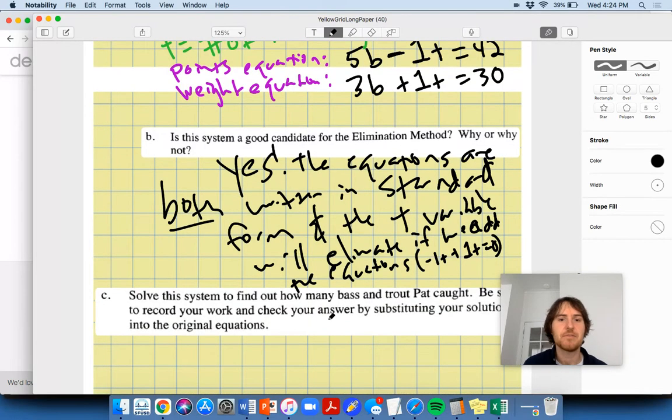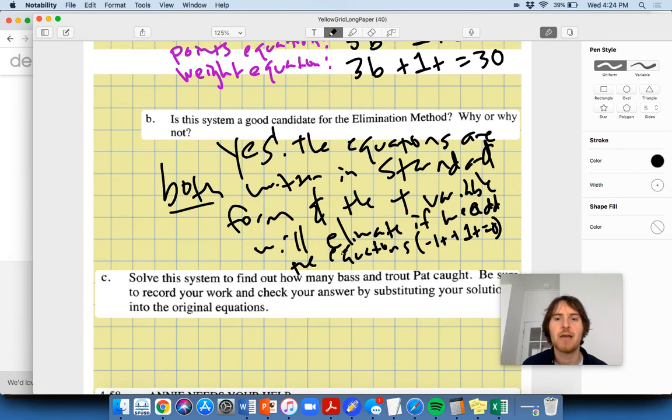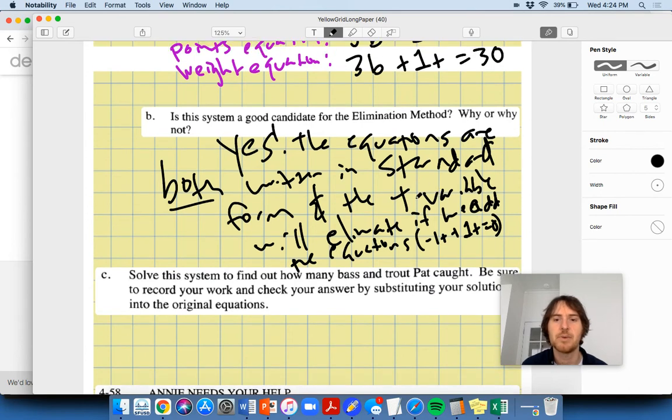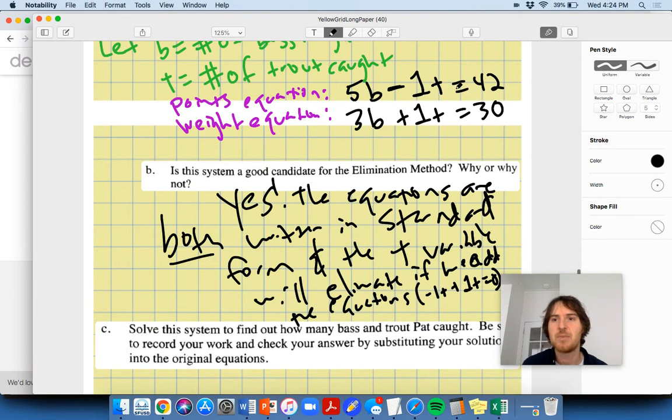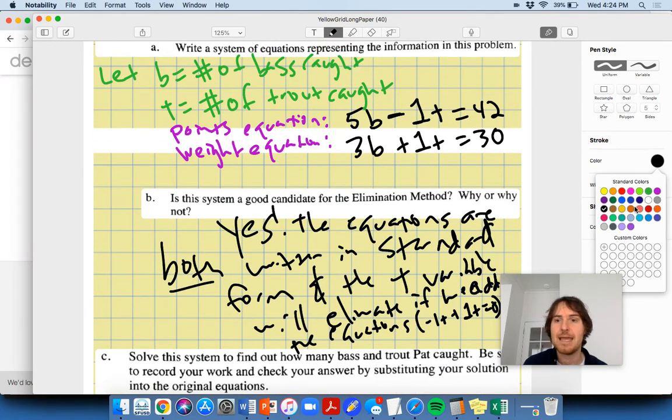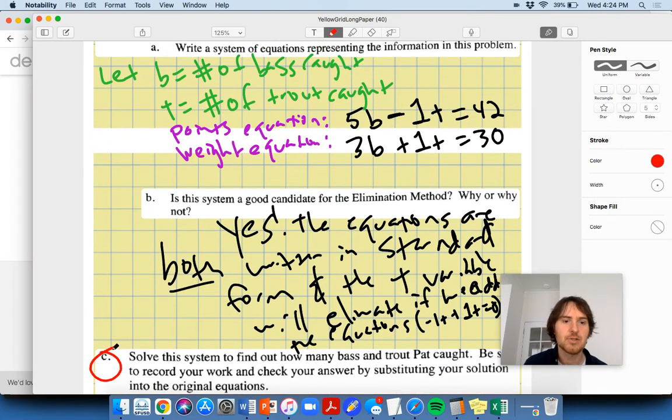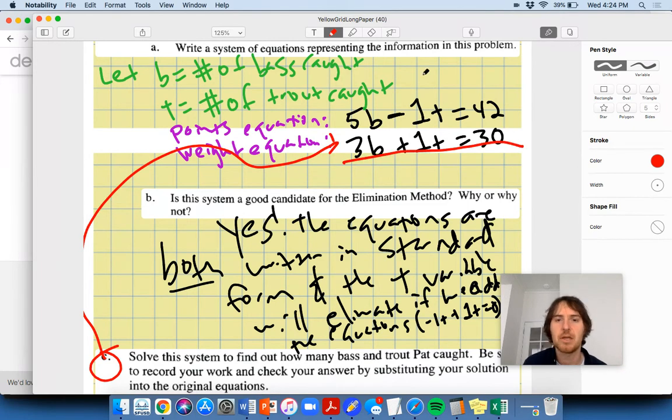Solve the system to find out how many bass and trout Pat caught. Be sure to record your work and check your answer by substituting your solution into the original equations. Maybe I won't do all that because I've got to go pick up my daughter, but I'll do a little bit of the work for part C. You should know how to do this at this point. I'm going to get rid of this equals thing because I'm just adding this right side here: 30 equals 3b plus 1t.